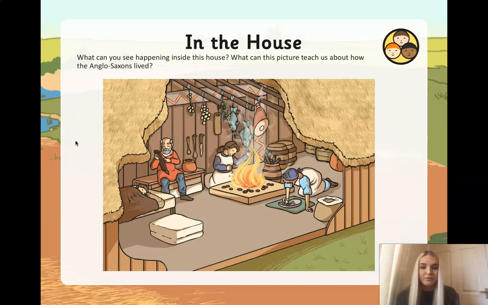Okay? Now, I want you to have a think, what is happening inside this house? I said before that most of the families live inside a house like this. There's lots going on here. What can you see?